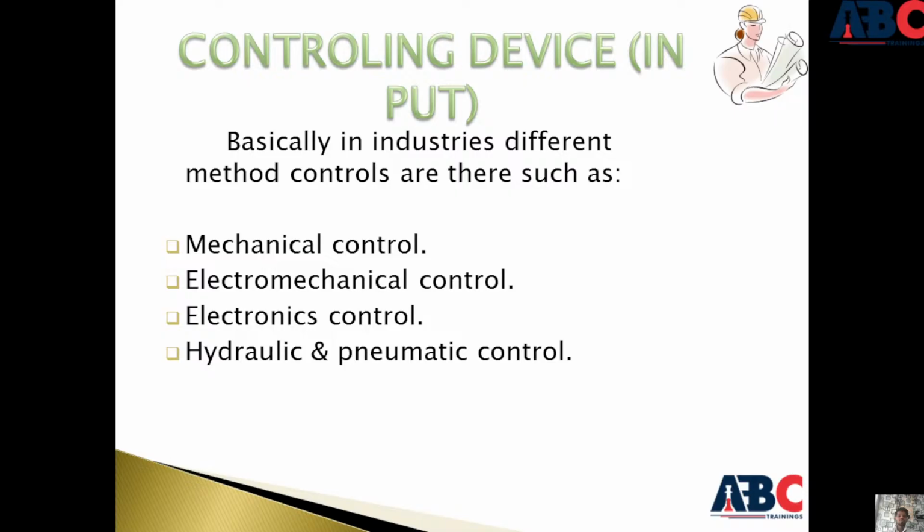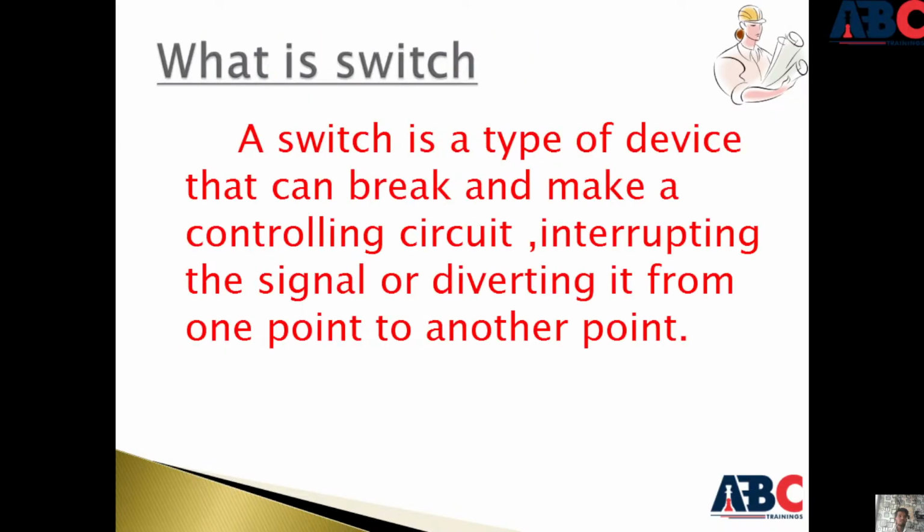Controlling devices input. Basically, in industry there are different control methods such as mechanical control, electromechanical control, electronic control, hydraulic and pneumatic control. What is a switch? A switch is a type of device that can break and make a controlling circuit, interrupting the signal or diverting it from one point to another.